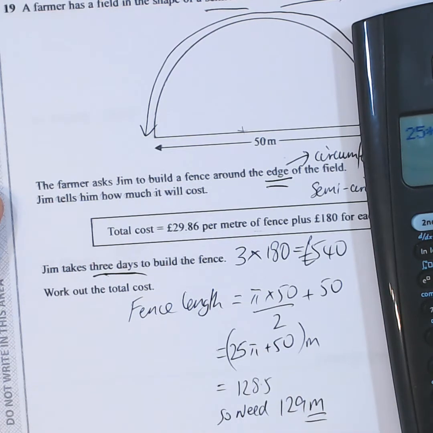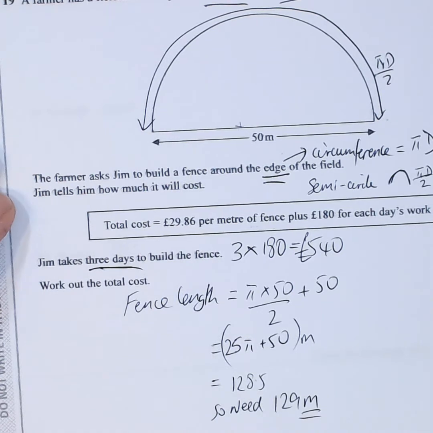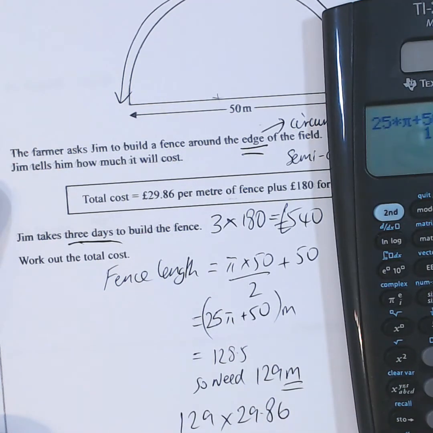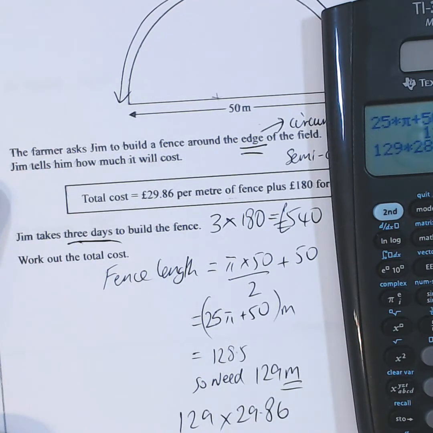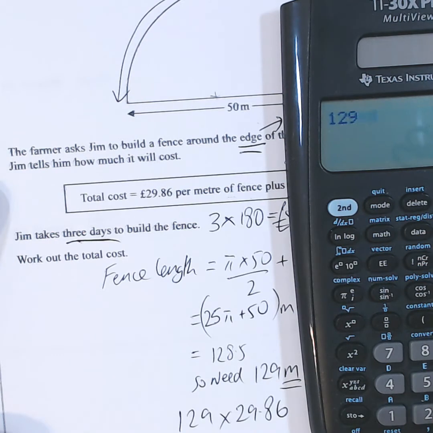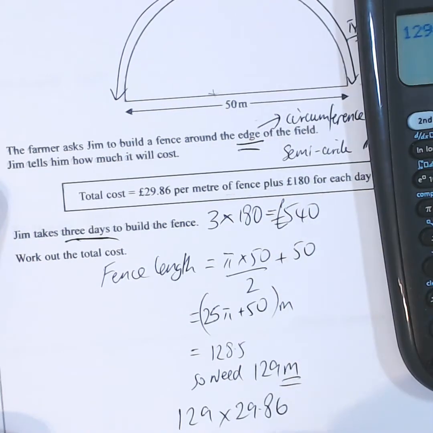You can't go to a shop and buy points of a metre, they won't sell it in that sense. So we then do 129 times £29.86, so 3851.94.